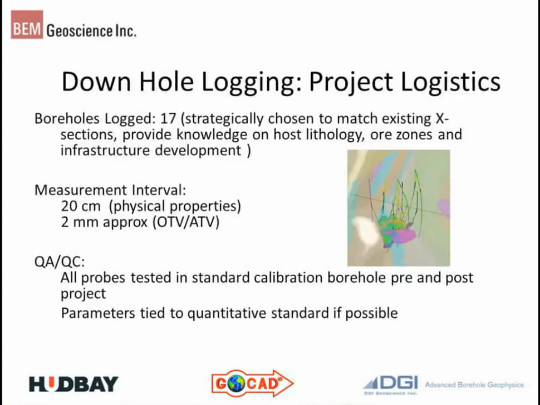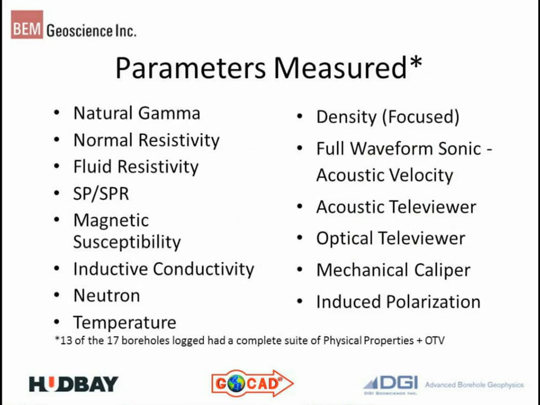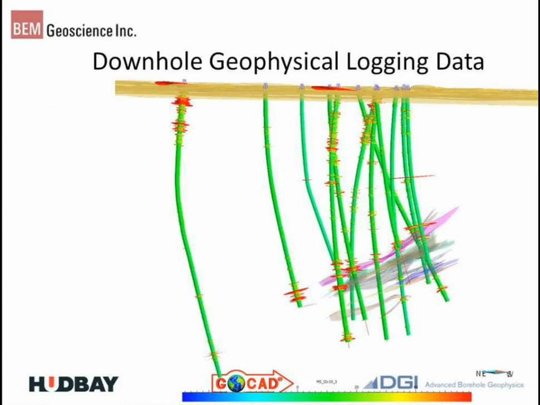So the downhole logging, the logistics: there were 17 boreholes logged, strategically chosen to match existing sections. The measurements were made at 20 centimeter intervals, and then there was the optical televiewer and acoustic televiewer data as well, and then QA/QC applied. And these are all the different parameters that were measured down the hole. And these are just some images showing that data downhole.